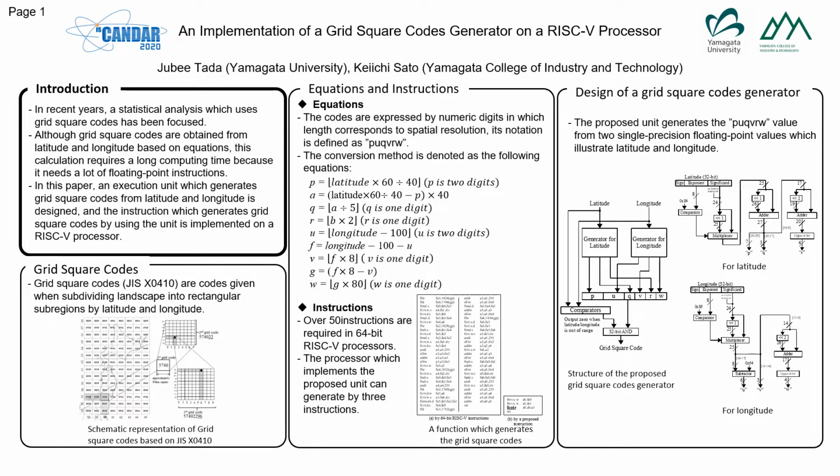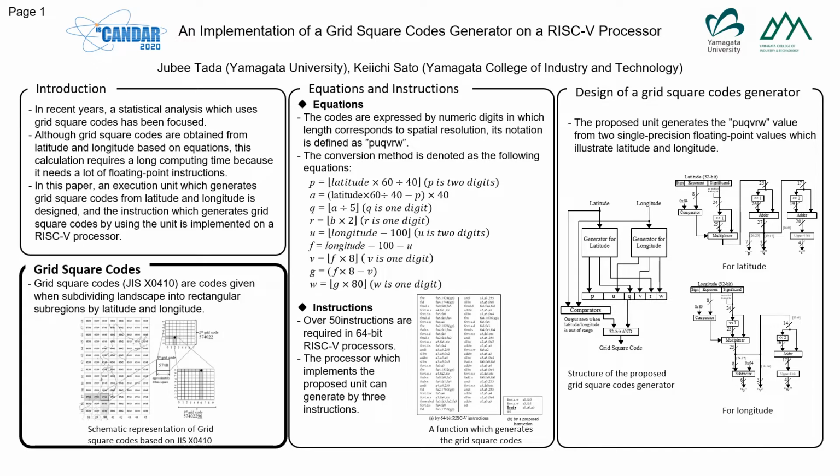In recent years, statistical analysis which uses grid square codes has been focused. Although grid square codes are obtained from latitude and longitude based on several equations, this calculation requires a long computing time because it needs a lot of floating point instructions. In this paper, an execution unit which generates grid square codes from latitude and longitude is designed. The RISC-V processor with the proposed unit is implemented on FPGA and the performance is evaluated.